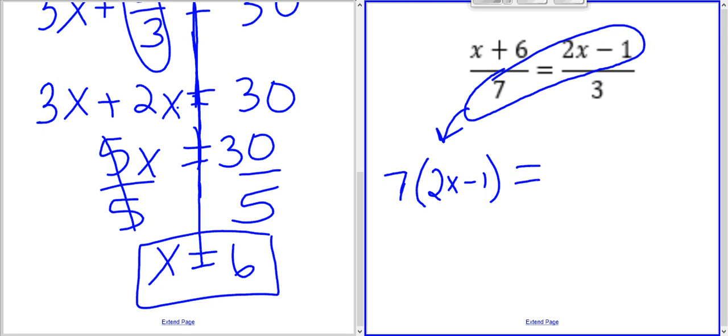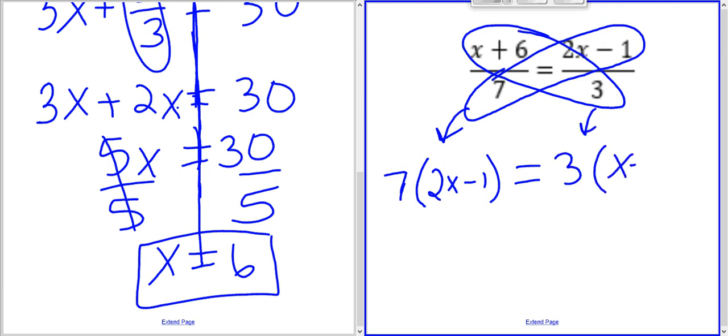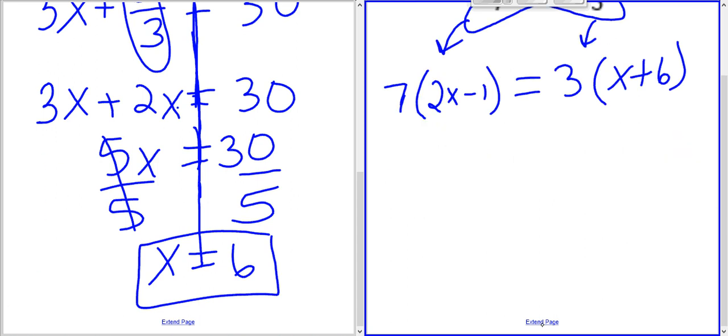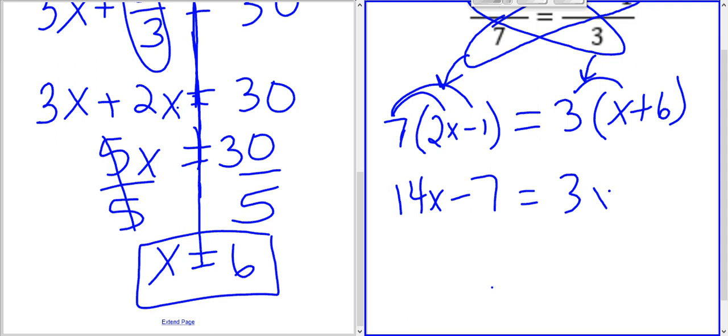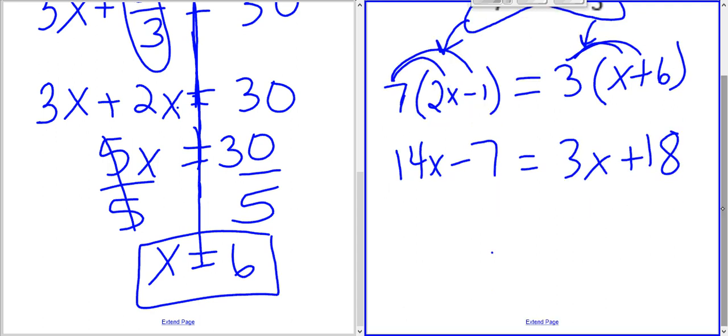So now I'm going to do over here, 3 times x plus 6. Again, I'm using parentheses here. Now you're going to distribute and solve. So distribute the 7 to the 2x and the 7 to the negative 1. So this is 14x minus 7 equals, and then distribute the 3. 3 times x is 3x, and 3 times 6 is 18. And then you're going to solve.